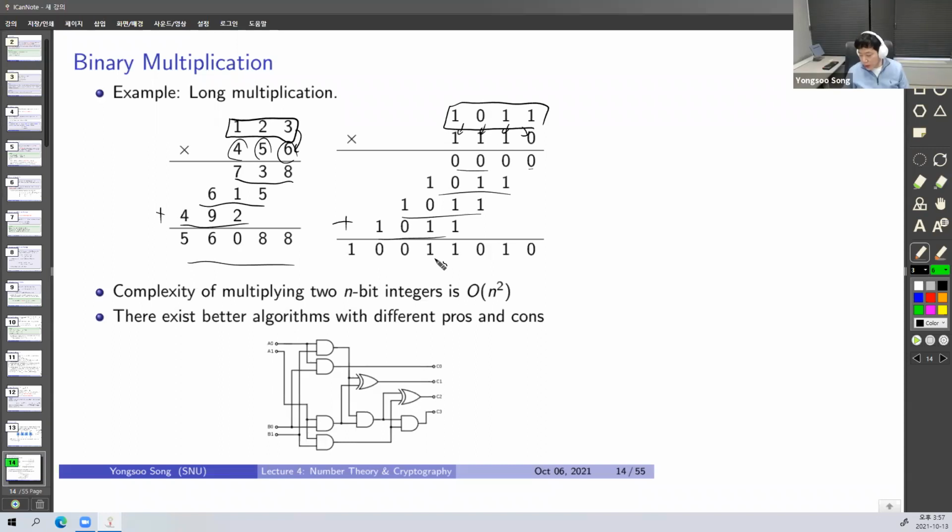The complexity of this scribble multiplication algorithm is big O of n squared, where n is the bit length of the input data. And again, there exist much better algorithms with different advantages and disadvantages. So some algorithms are, for example, asymptotically fast.